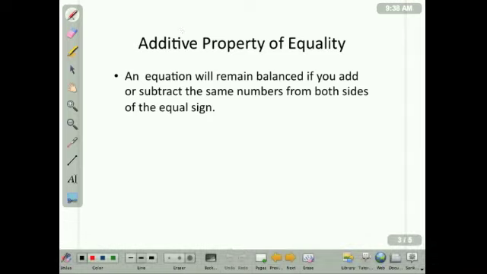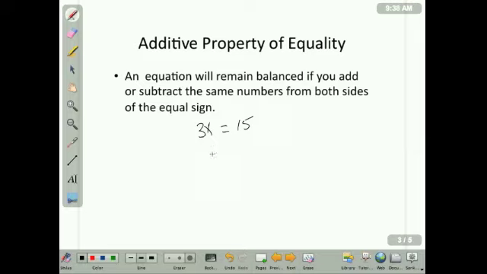The additive property of equality says that an equation will remain balanced if you add or subtract the same number from both sides of the equal sign. I can do whatever I want to an equation as long as I do it to both sides.